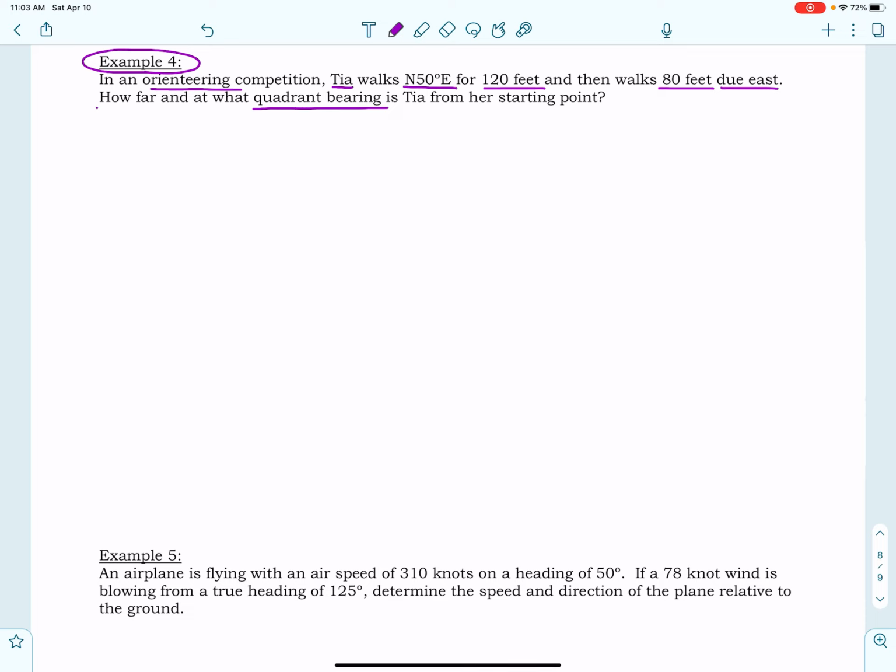All right, so we want to know how far she travels and what her new quadrant bearing is when she ends up at her final destination. So obviously we don't have her walking speed here. We are going to use the distance she traveled in place of magnitude in our velocity vector, which is totally okay because the magnitude is actually the distance anyway. It's the length of a vector. So that should make perfect sense. So the first thing I'm going to do is draw a picture.